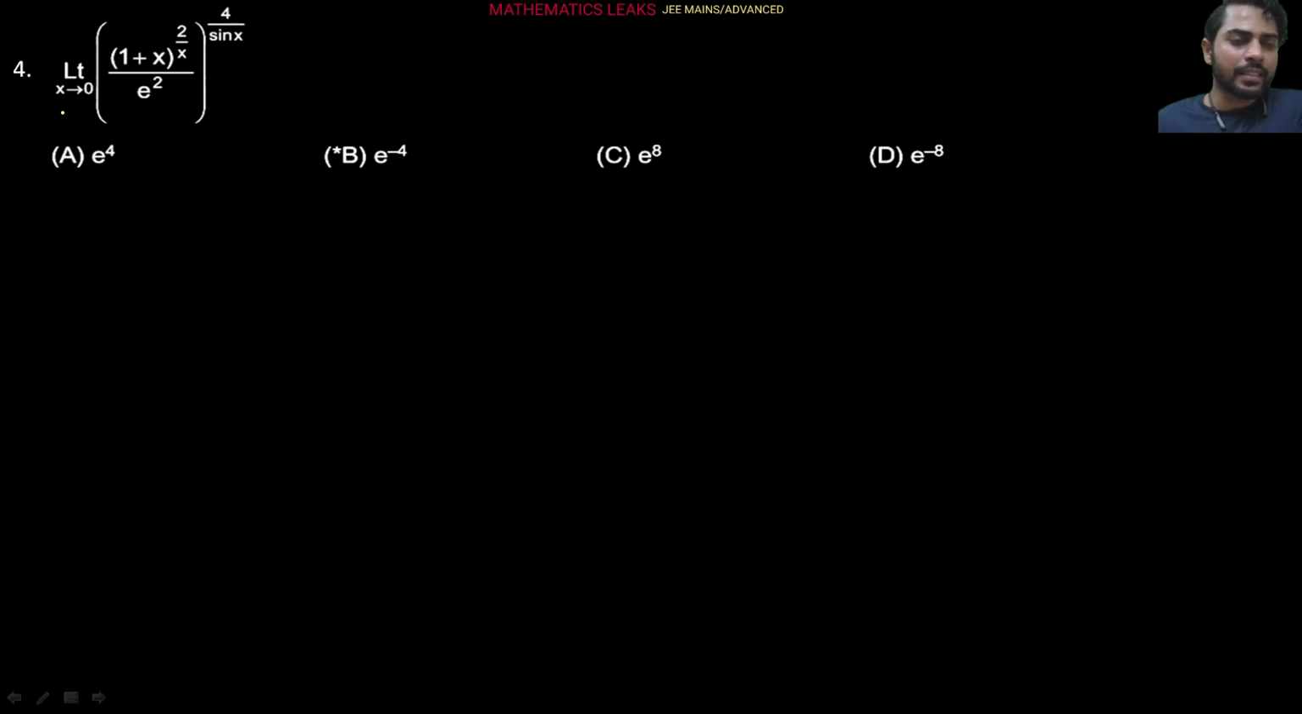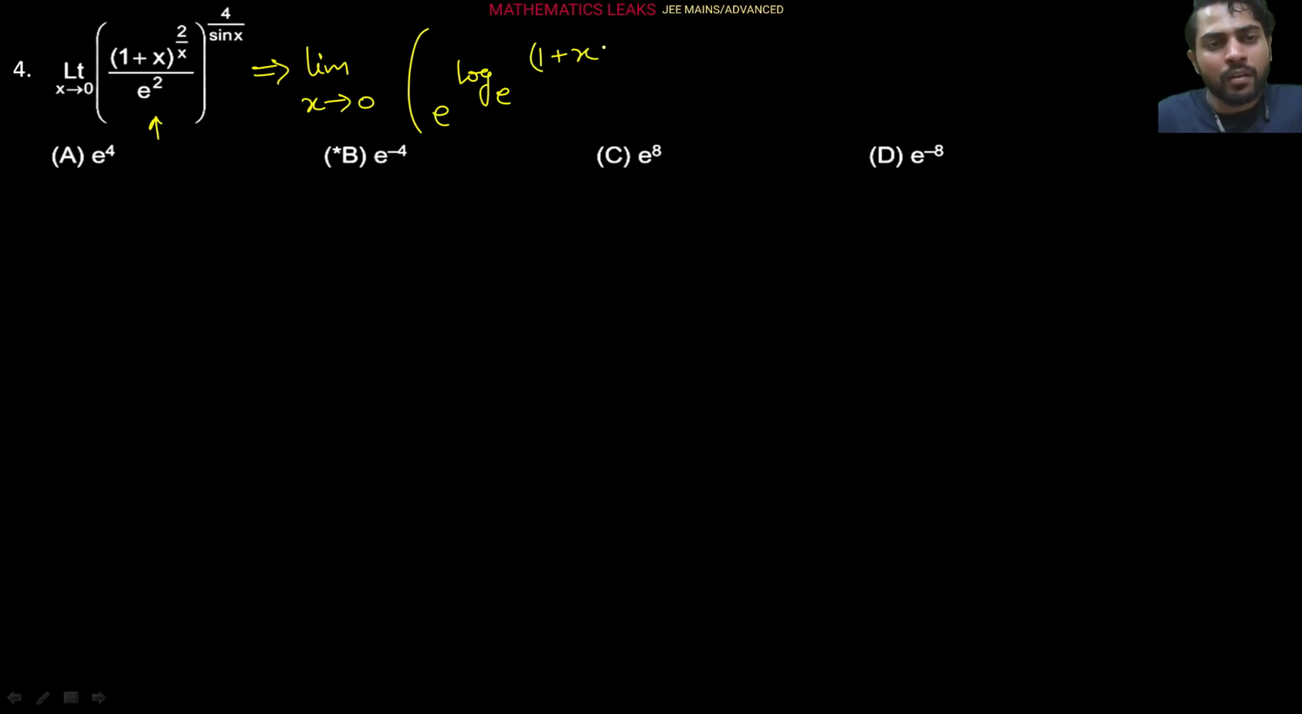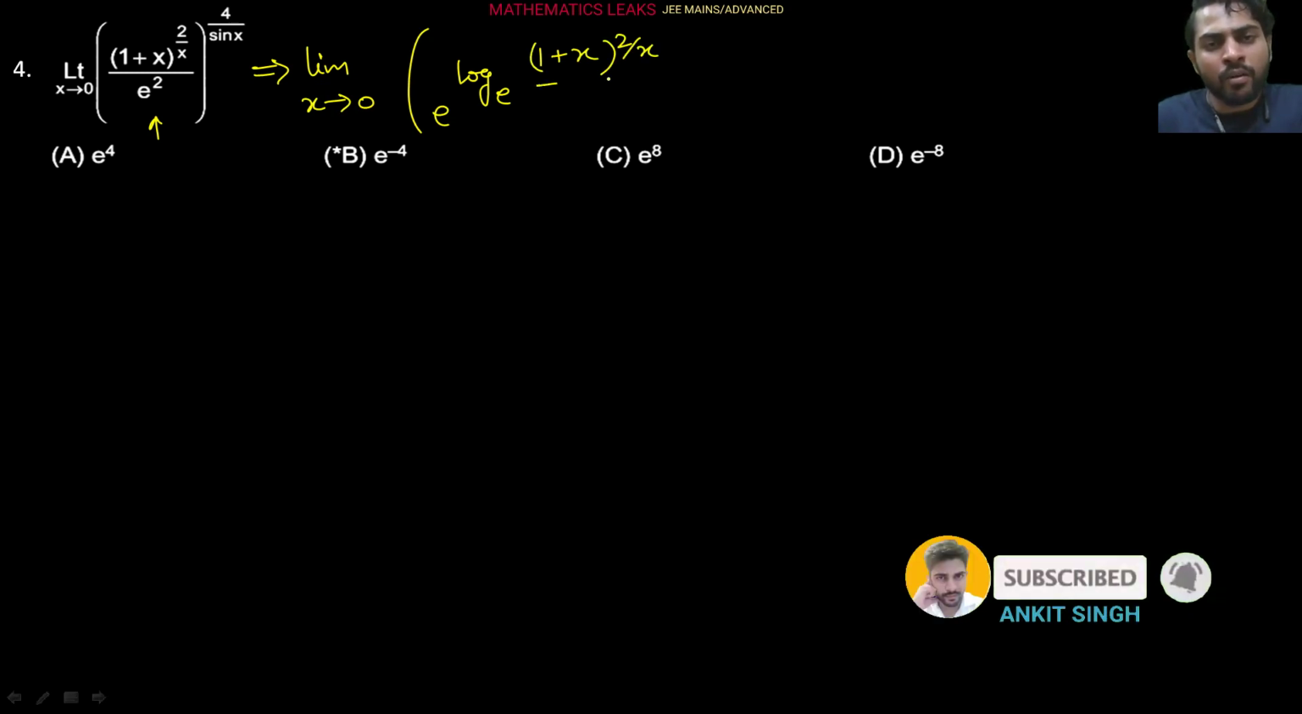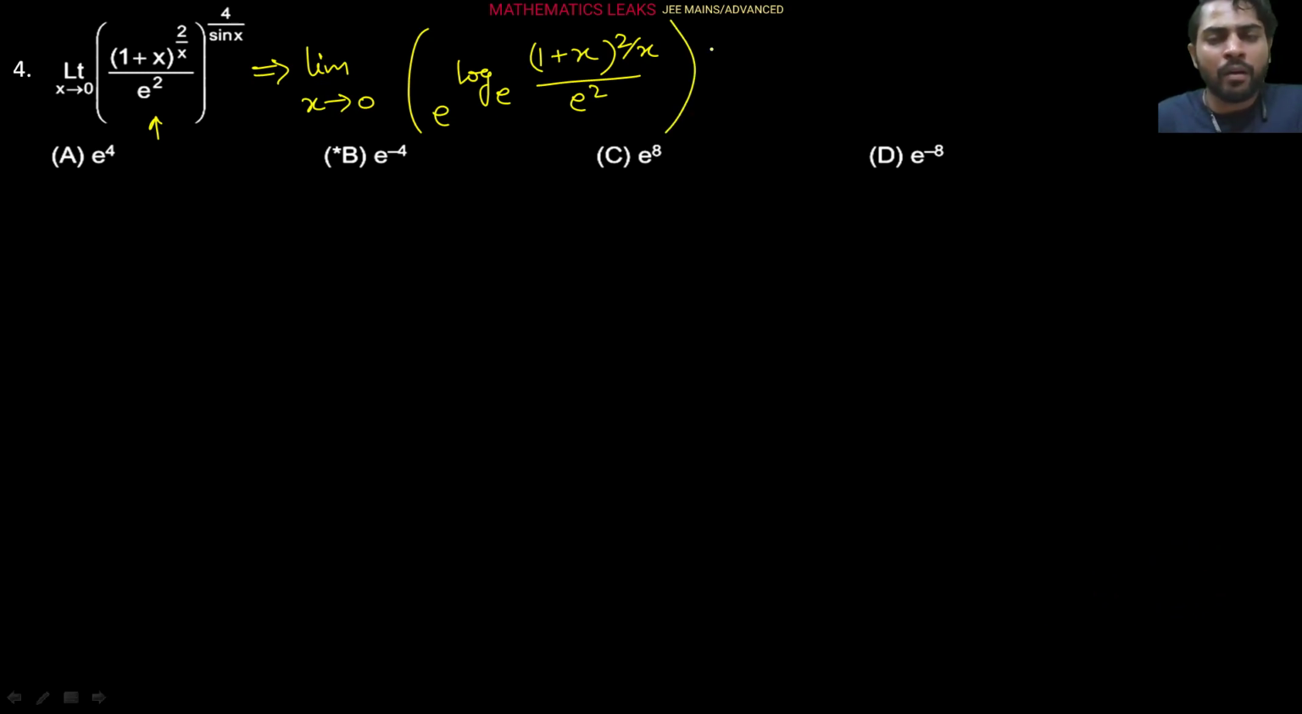Next question is limit x tends to 0, (1 plus x) to the power 2 by x upon e square, whole power 4 by sin x. So this one can be written as limit x tends to 0, and the given quantity inside this bracket can be expressed as e to the power log base e of ((1 plus x) to the power 2 by x upon e square) and whole power 4 by sin x, right everyone? So that doesn't make any difference in the meaning, clear?